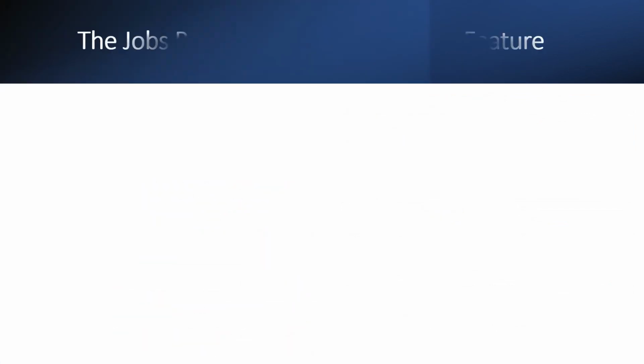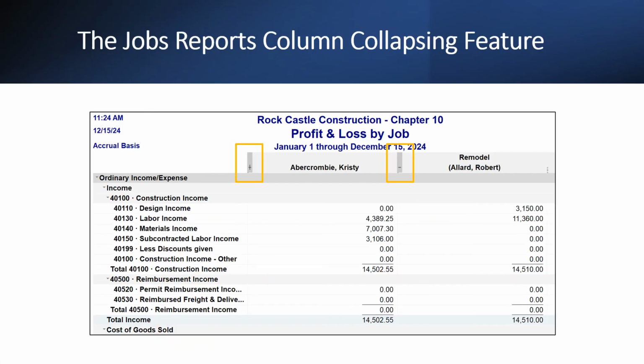The Jobs Reports Column Collapsing Feature. The column collapsing feature available in certain reports, such as profit and loss by job, allows you to easily show or hide the columns displaying jobs or classes, so you can better view the totals for each job or class displayed. This means that in job reports, the details for specific jobs can collapse down to just display customer totals. You can collapse columns horizontally with a click to better view totals.